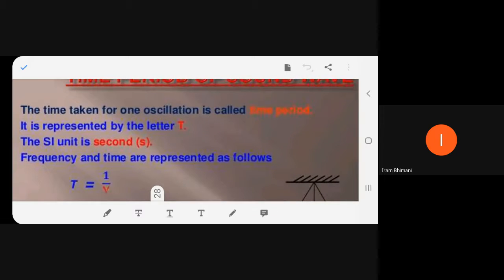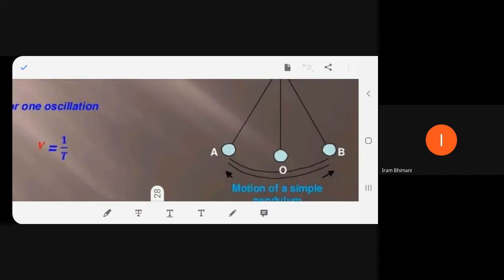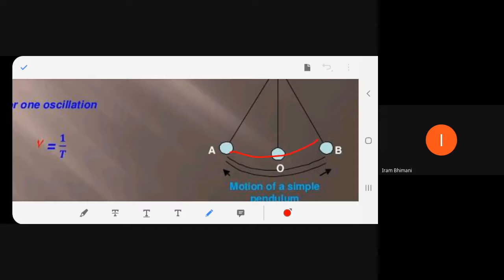So the time which is taken to complete one oscillation. Now, what is that one oscillation? This one, here to here and then back. This is one oscillation. So how much time is taken? That is called time period. What is it called? Time period. This much have you understood?